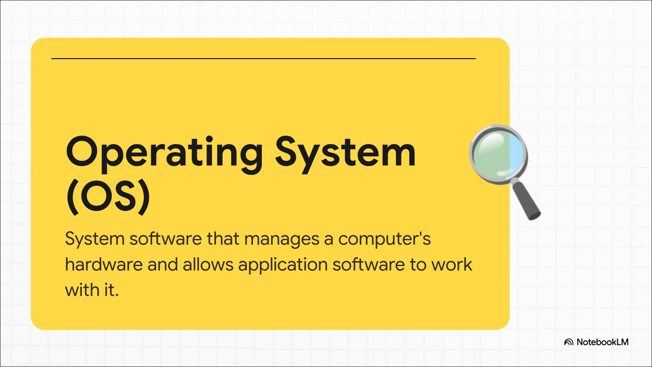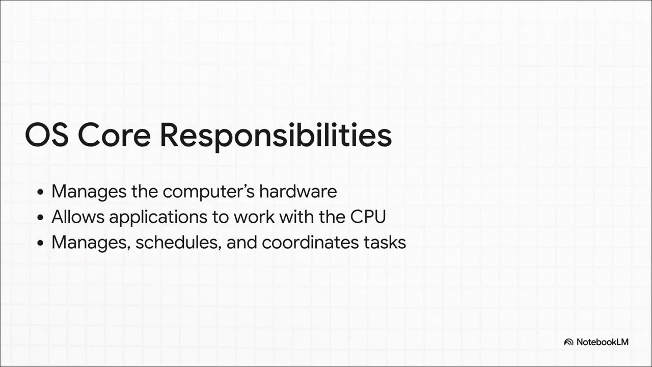This right here is the critical piece of software that breathes life into the machine. You can think of it as the ultimate middleman, the bridge between you and the hardware, translating all your clicks and keystrokes into actual actions. So really, the OS has three massive jobs on its plate. First, it has to manage all the physical hardware. Second, it's the gatekeeper that lets your applications, your web browser, your games, actually use that hardware. And third, it's a master juggler, constantly scheduling and coordinating every single task to make sure it all runs smoothly.